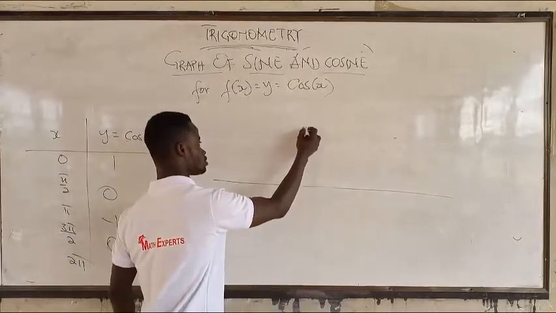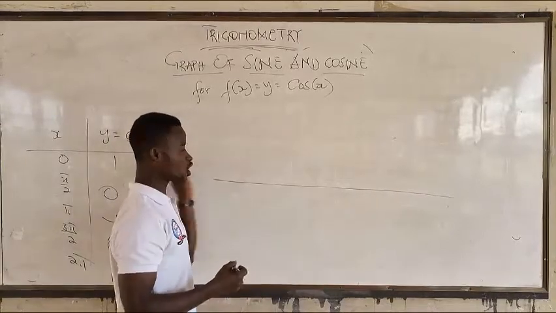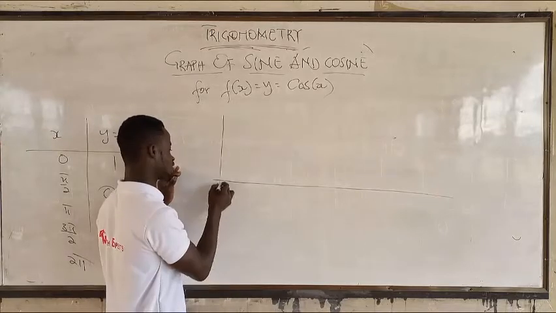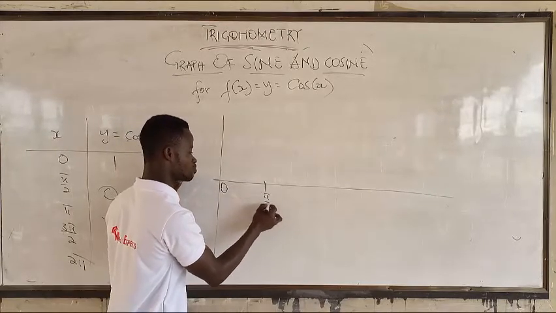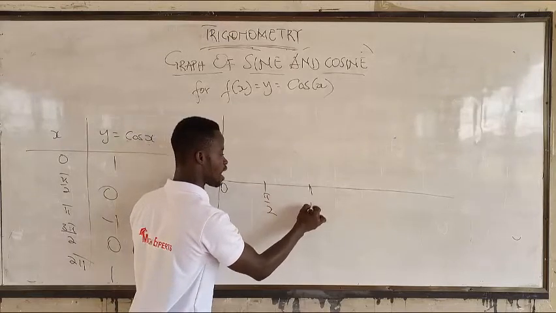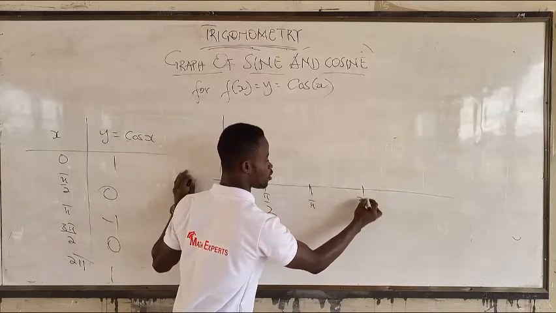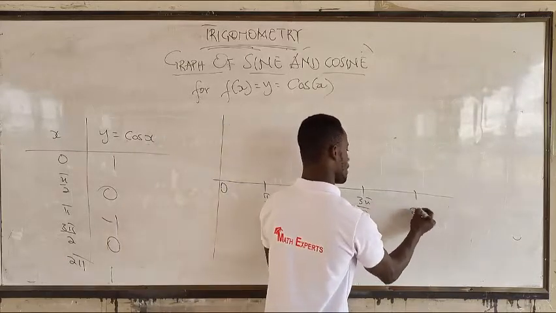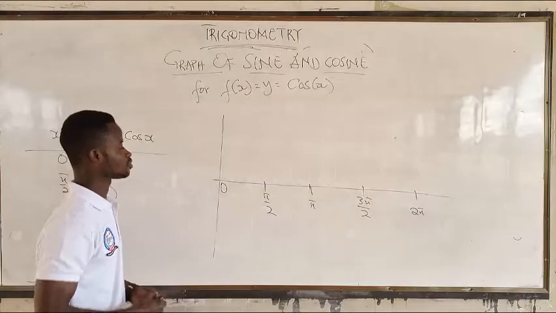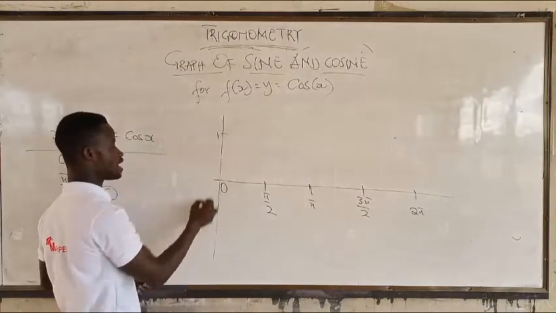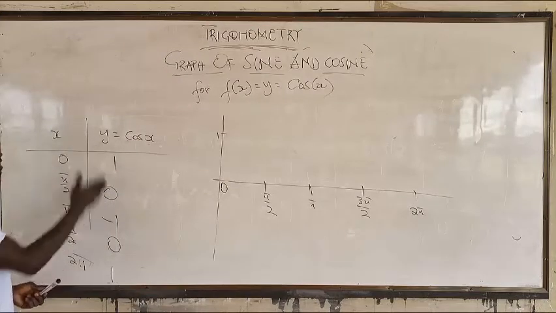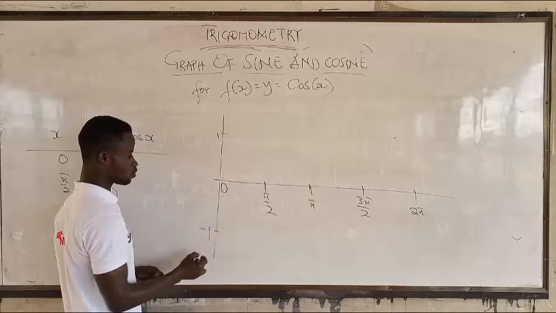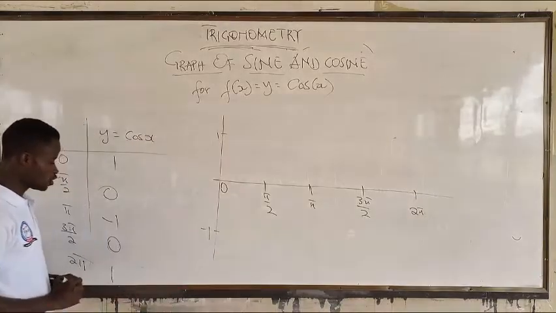Nicely drawn. As I said, you can ignore the negative part and start the 0 from here. Here is pi on 2. Here is pi. Here is 3 pi on 2, which is 270 degrees. Then here will be 2 pi. Very good. Then we are going to have 1 here because the maximum is 1 and the least is negative 1. So here will be negative 1. Very good. Then we move on.